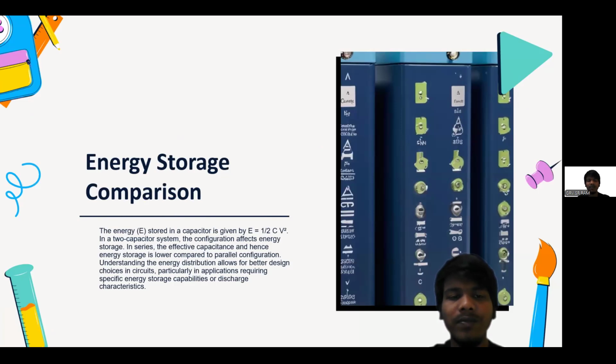Energy storage comparison. The energy E stored in a capacitor is given by E = 1/2 C V squared. In a two capacitor system, the configuration affects energy storage. In series, the effective capacitance, and hence the energy stored, is lower compared to the parallel configuration. Understanding the energy distribution allows for better design choices in circuits, particularly in applications requiring specific energy storage capabilities or discharge characteristics.